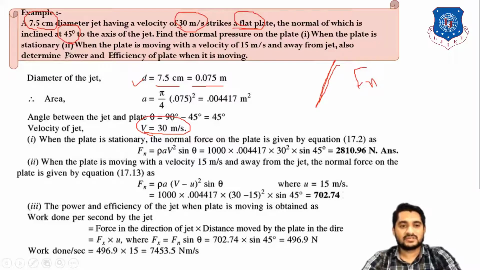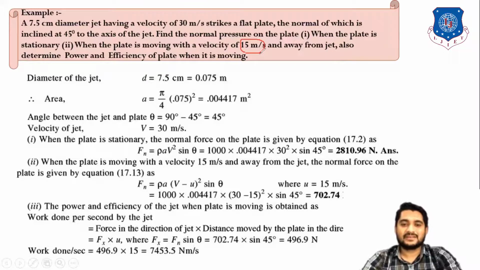So there are two cases. First one we have to find when the plate is stationary, and second one we have to find when the plate is moving with 15 meter per second velocity. This velocity means small u. Velocity of the blade is 15 meter per second for the second case. Find power and efficiency also.